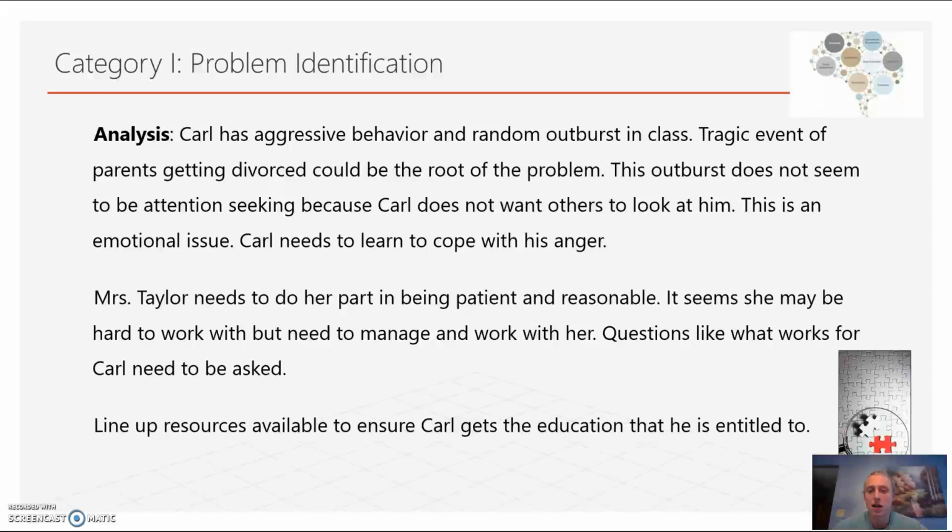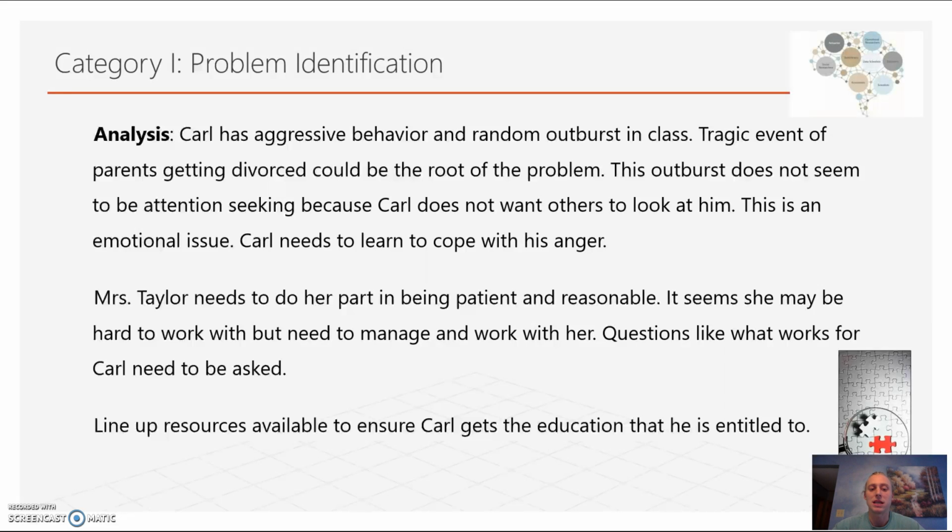In my opinion, this outburst does not seem to be attention-seeking. A lot of people would outburst because they need attention. They want someone to look at them. They want to express something. Kids just need that sometimes, but Carl does not want others to look at him, so I know he's not doing this out of attention. This is something he can't help. It's an emotional issue, and Carl needs to be able to cope with his anger. I feel like this is a very emotionally angered situation.